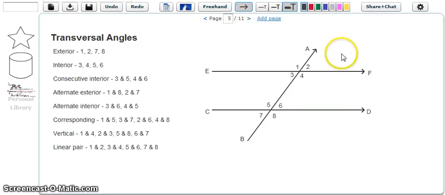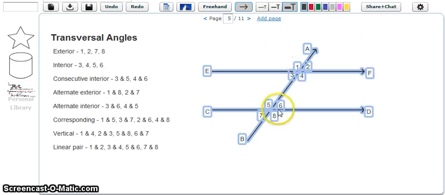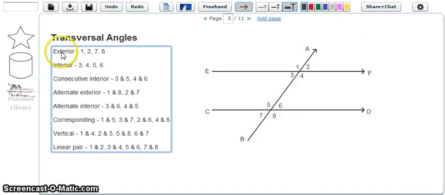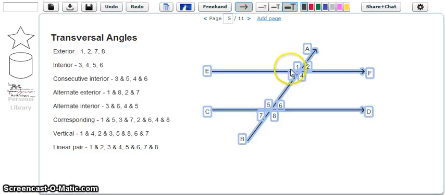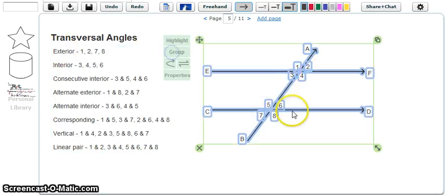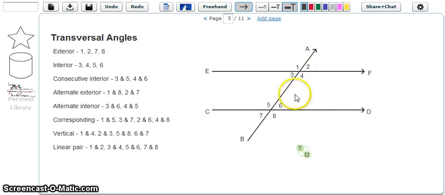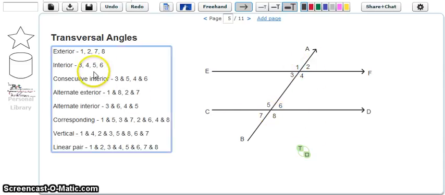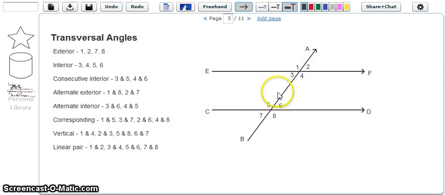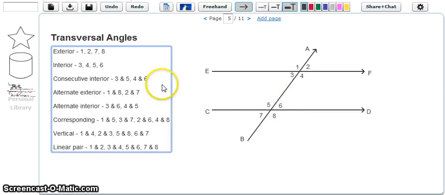Now I'm going to walk you through transversal angles. As you can see, we've named each of these 8 angles. The exterior angles of this transversal figure would be 1, 2, 7, and 8, because they're all on the outside, or the exterior, of the figure. The interior angles would be 3, 4, 5, and 6, simply because they're on the inside of the figure.